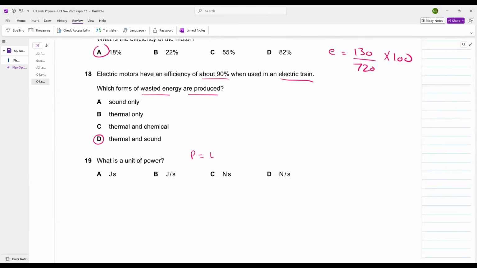What is the unit of power? Power is equal to what? Energy over time. What is the unit of energy? Joule divided by second. B is your answer. The unit of power is joules per second. B is your answer. Let's further move ahead.